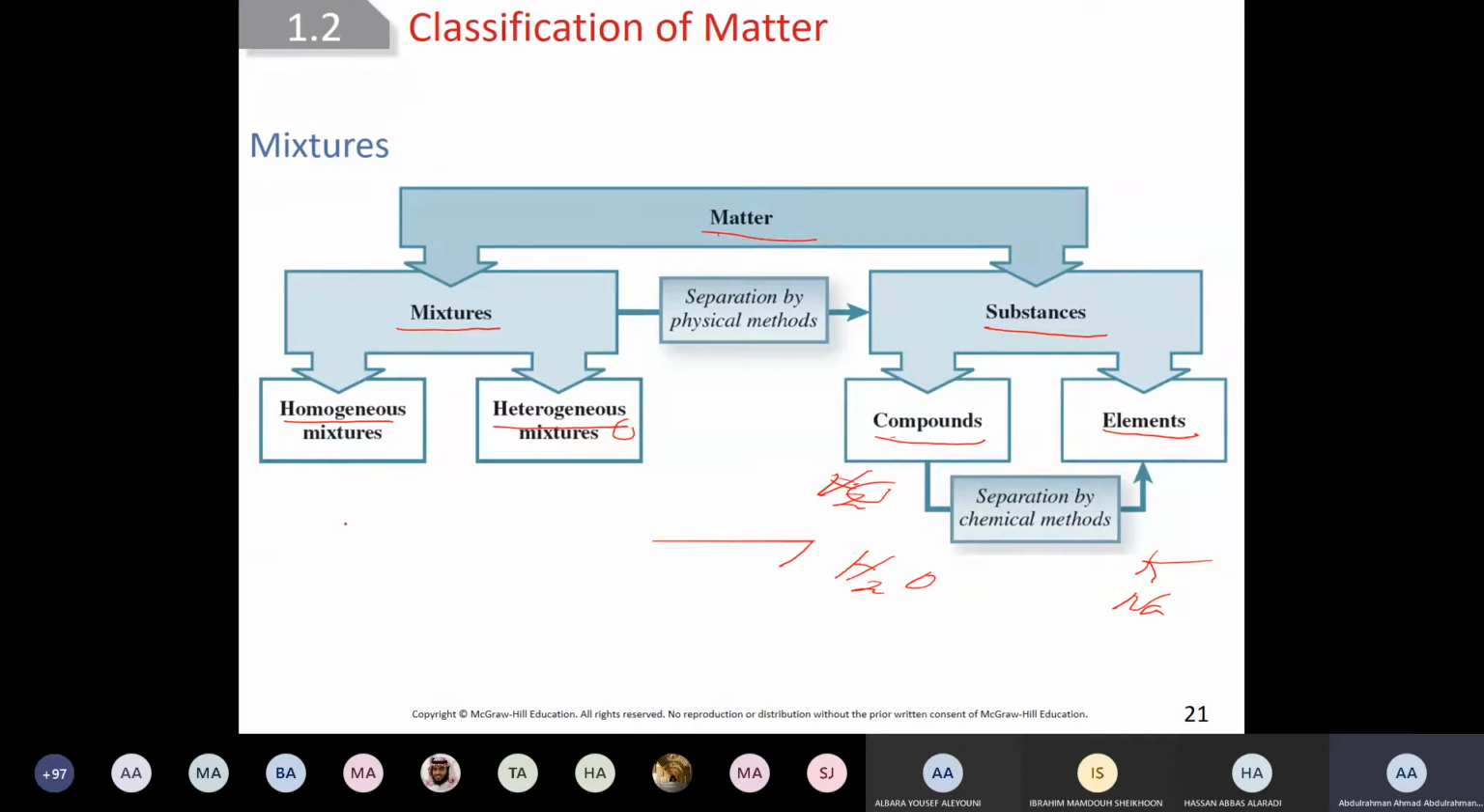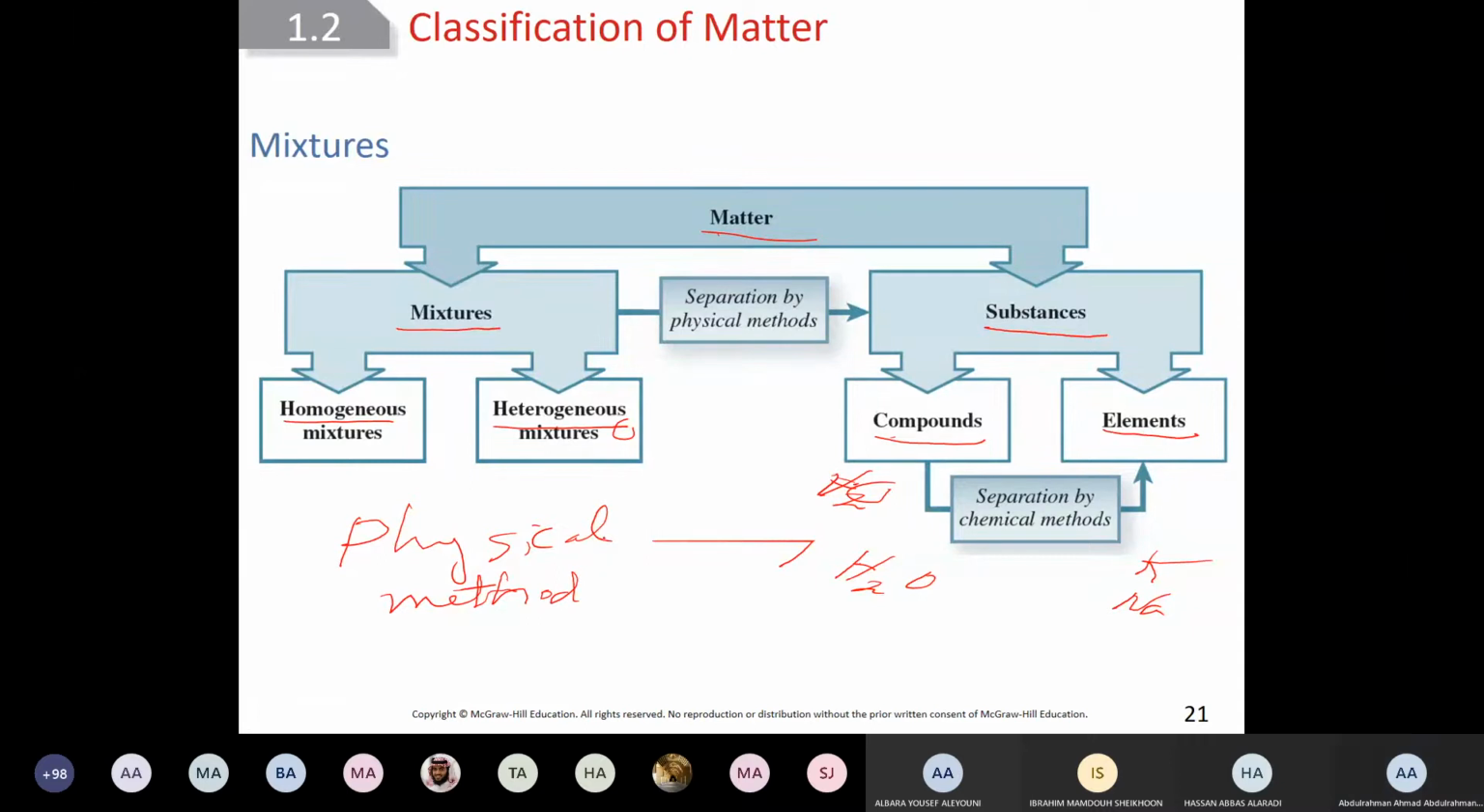Using a physical method. What do I mean by physical method? Not in the lab, like boiling or evaporation. This means you can do it at home. If I ask you to separate sugar from water, can you do it at home? Yes, by boiling the water. Put it on the fire, it will boil and you will keep the sugar.